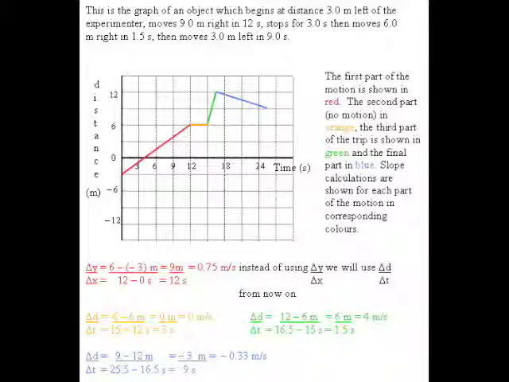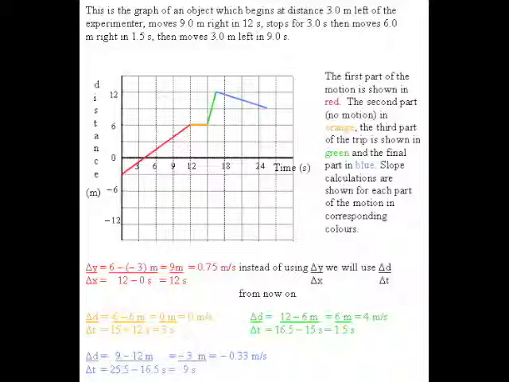The slope of the second section, seen in orange, gives delta d over delta t of 0 meters per second, so that we see a horizontal line on the graph represents 0 velocity. We can also see from the first section in red that the slope there, a positive 0.75 meters per second, shows us the velocity. The slope of a distance versus time graph is the velocity of the object.